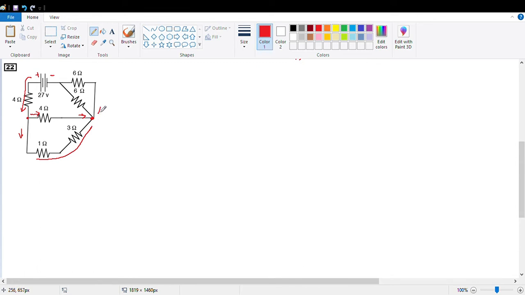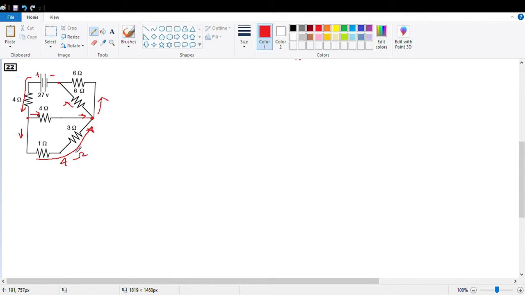After that, they split again. Look at my arrow carefully. They split and they join here again. So how to find the R total? First, you have to add these two, which becomes 4 ohm, right? It becomes 4 ohm.